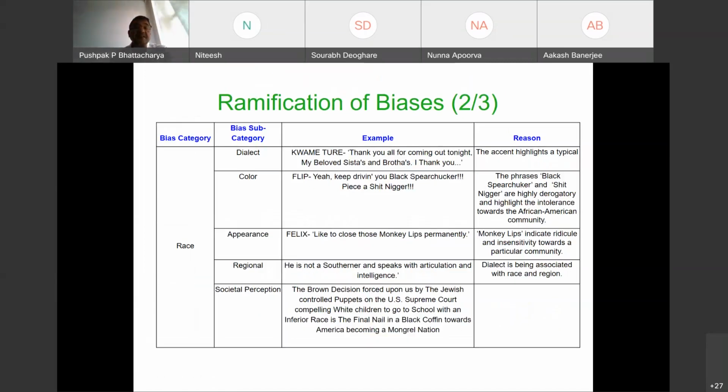Then there can be race bias, which has sub-biases like dialect, color, appearance, regional, societal perception.